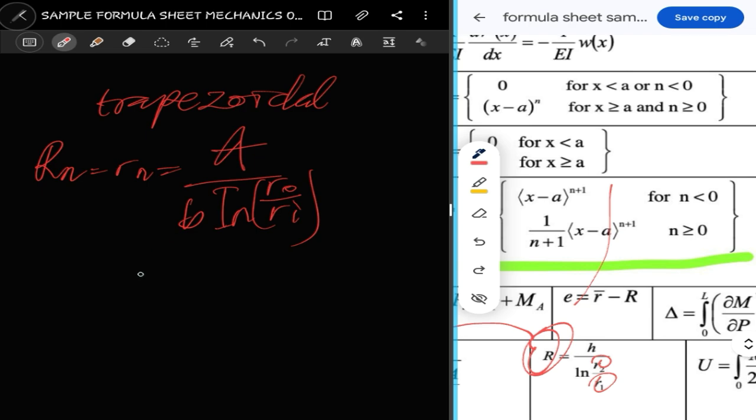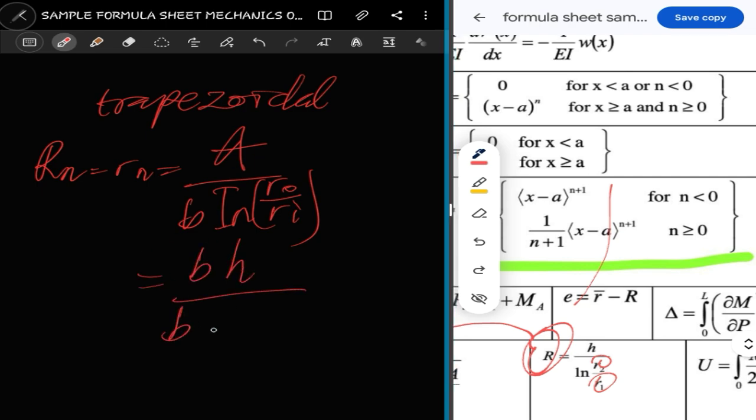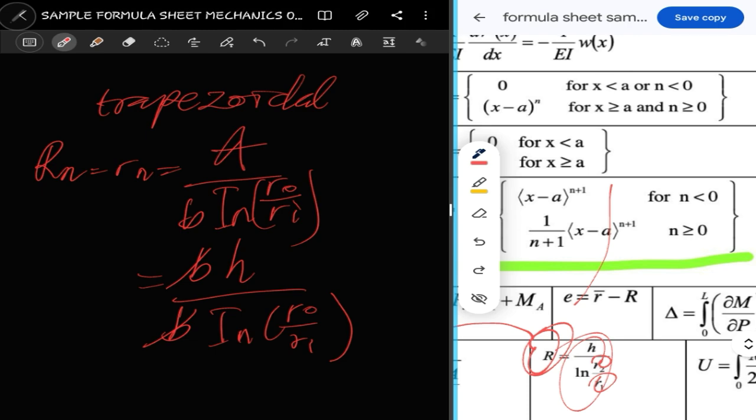But then the difference here is that this A here is the same as the base times the height, right? Base times length. RO, RI is the same as R2, R1. So this cancels this out. That's why we have this one right here. So it's the same thing, Rn for a trapezoidal section. Okay.